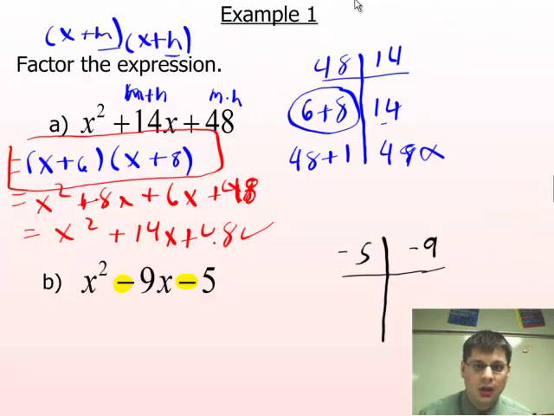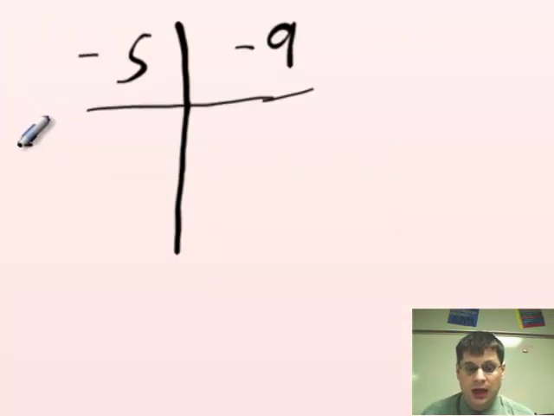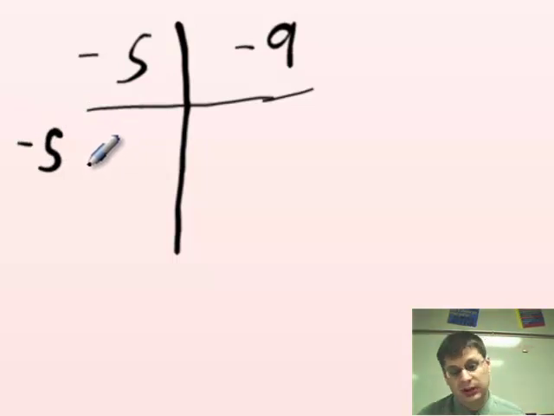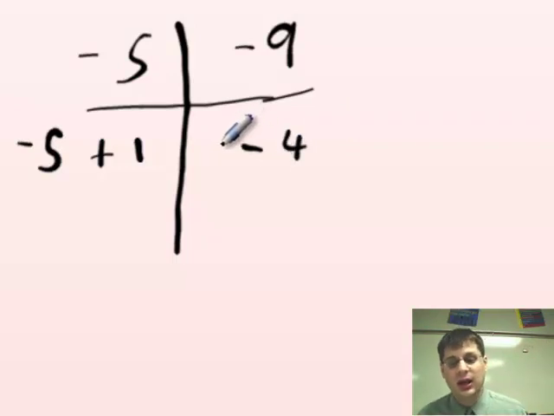So 5 is pretty easy. 5 is a prime number, and the only things that multiply to make 5 are 5 and 1. And since the larger number is negative, we're only left with the choice of negative 5 and positive 1. If we add that together, well, that leaves us with negative 4, which is clearly not negative 9.